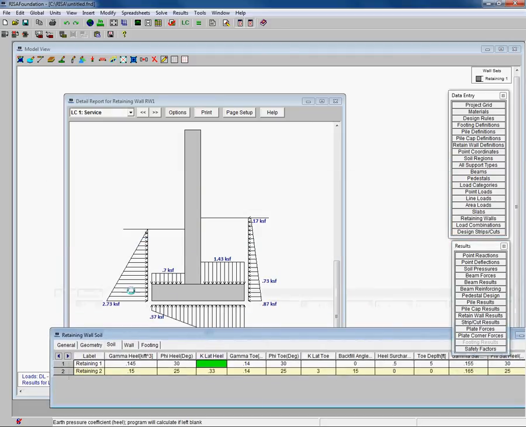So that's a quick tour of the lateral pressure coefficients.